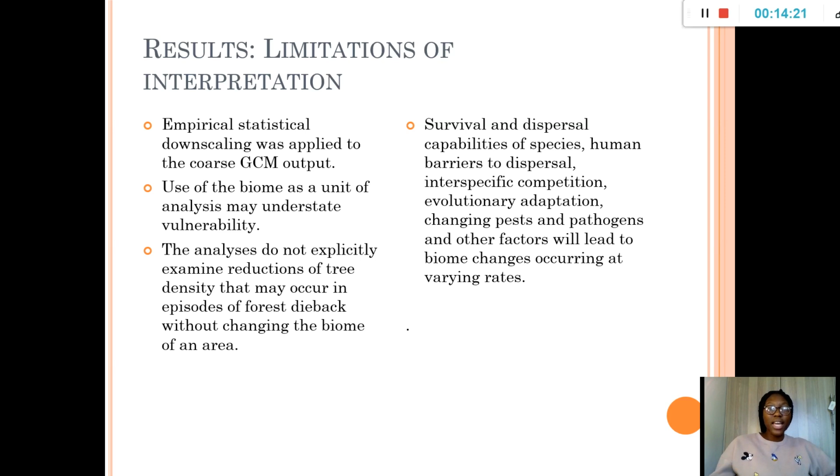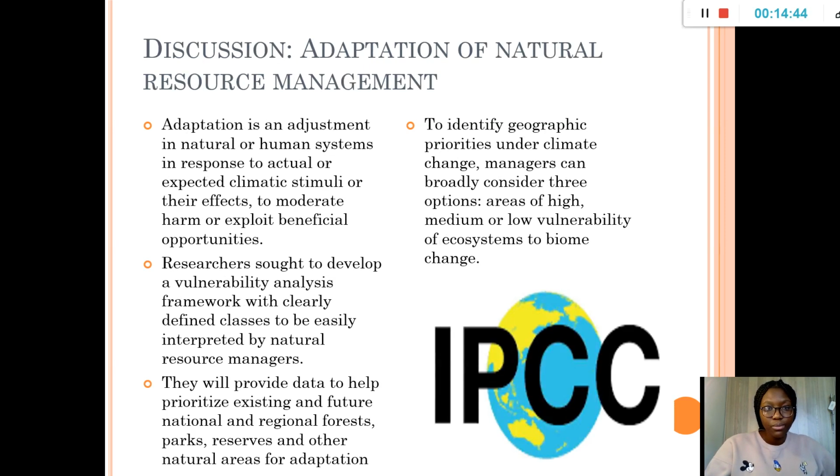This further understates vulnerability. Survival and dispersal capabilities of species, human barriers to dispersal, interspecific competition, evolutionary adaptation, changing pests and pathogens, and other factors will lead to biome changes occurring at varying rates. With that said, global terrestrial vegetation may continue to change long after climate stabilization.